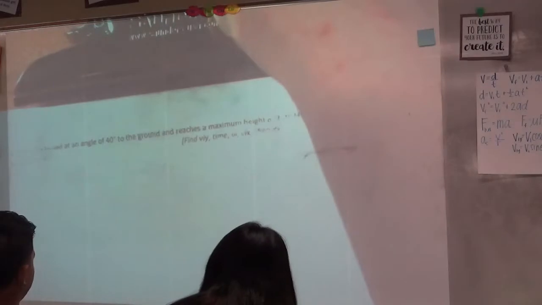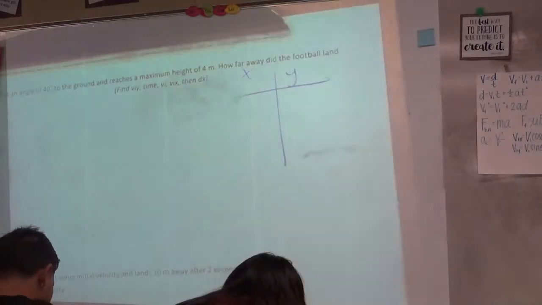Number 4, we have a football kicked at an angle, reaches a maximum height of 4. How far away did the ball land? So first, make your chart, put anything that you can in your chart right now.